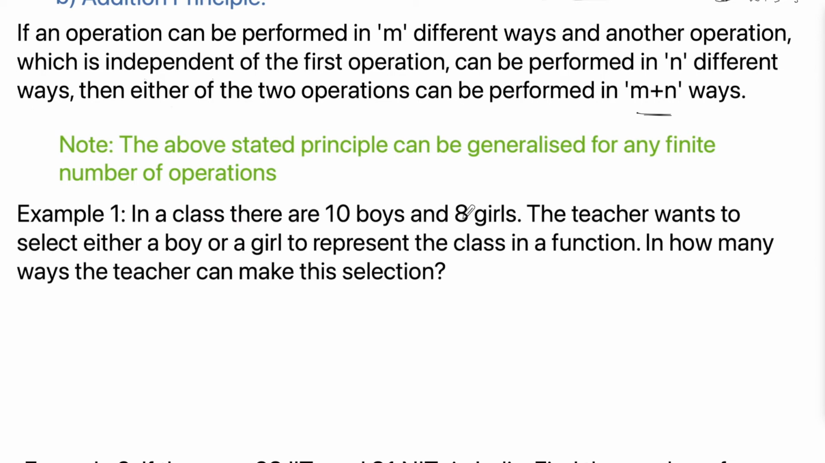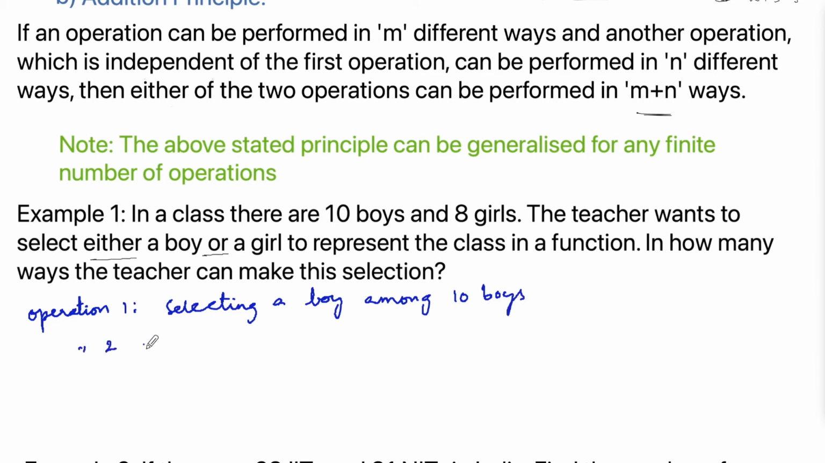In a class, there are 10 boys and 8 girls. The teacher wants to select either a boy or a girl to represent the class in a function. In how many ways can the teacher make this selection? So here the teacher can perform either of the following two jobs or two operations, we can say. Operation 1, selecting a boy among 10 boys, and operation 2, selecting a girl among 8 girls.